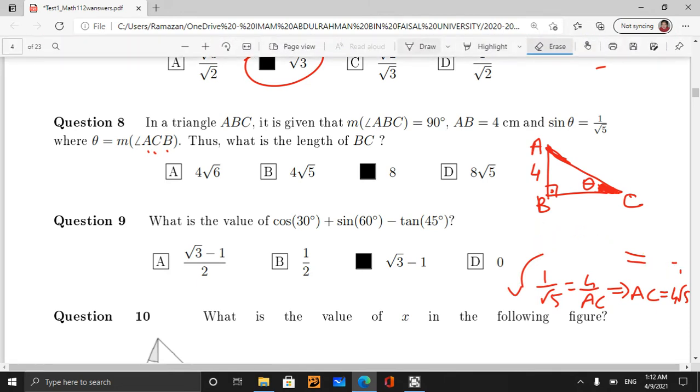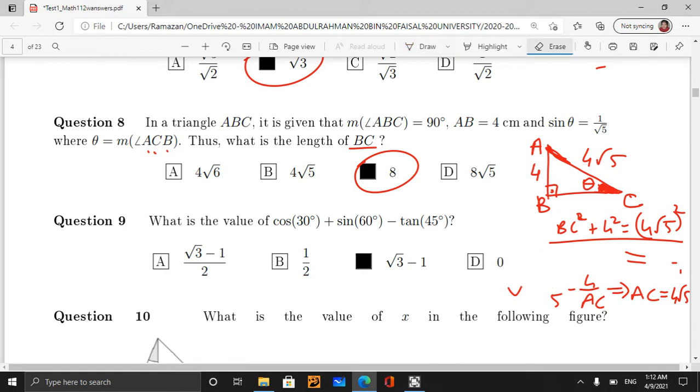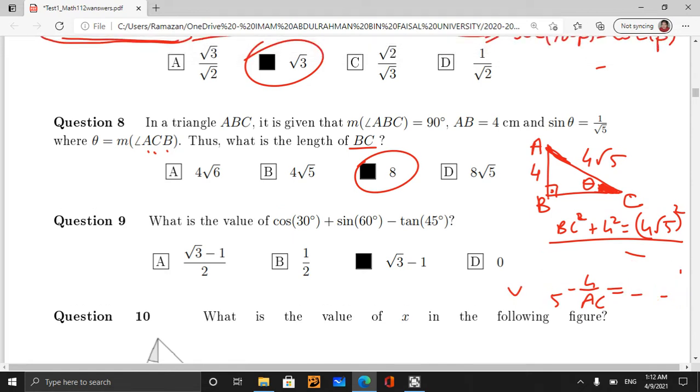Now, can we find 4 square root 5? Can we find BC? BC is asked. So use the Pythagorean theorem: BC squared plus 4 squared is equal to (4 square root 5) squared. Then you can find BC. BC will turn out to be 8. So you can check this one.